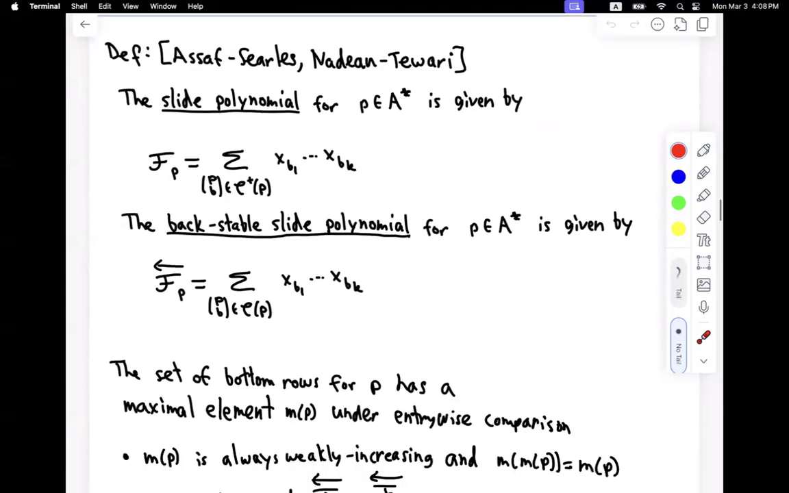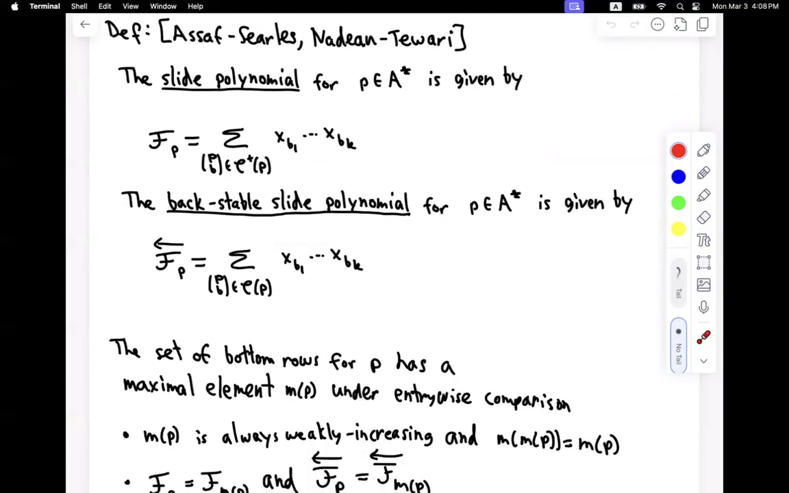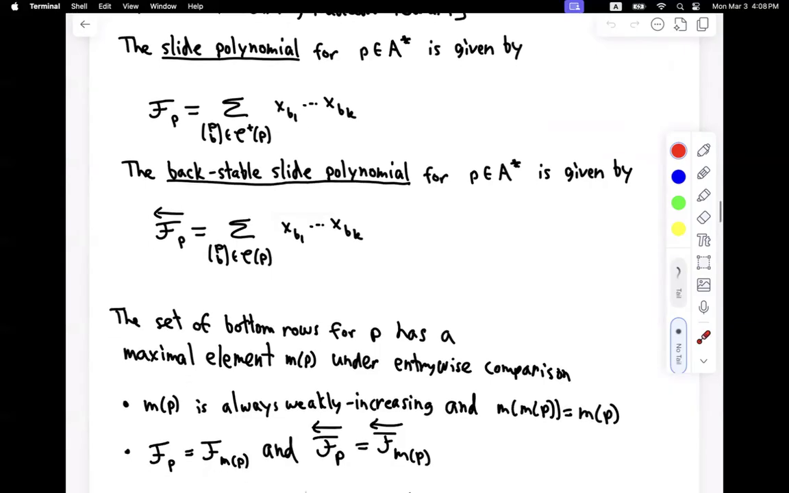Okay. And so there are a lot of simple facts you can say about these polynomials in this combinatorics. For one thing, the set of all bottom rows for any word P has a maximal element, we'll call it M of P, under entry-wise comparison. So this is under weak inequalities in every entry. We'll see an example in a moment.